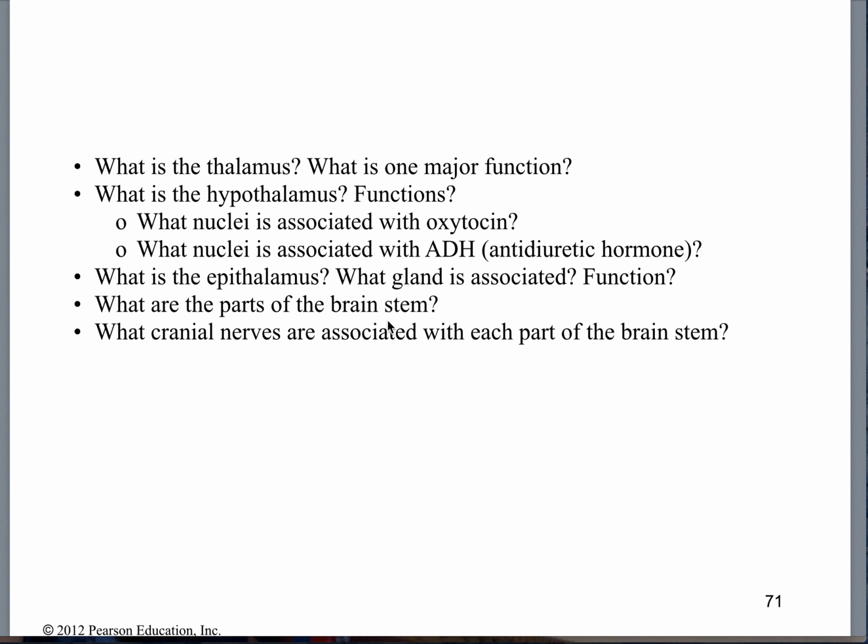Where do you find cranial nerves 1 and 2? They're somewhere in the brain, right? We didn't get to that point. What cranial nerves are associated with each part of the brainstem? We just went over that.